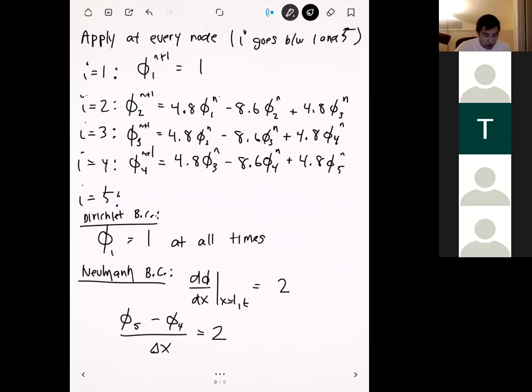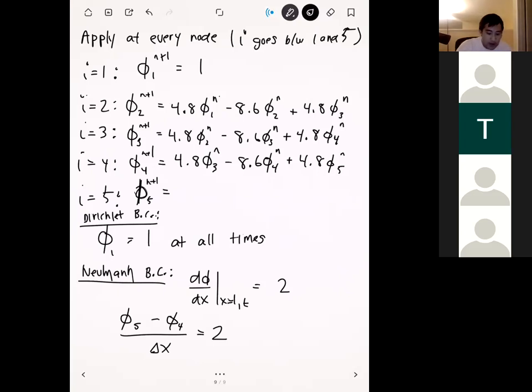And so at this point, we need to formulate this equation in order to get an expression for phi 5 n plus 1, right? Because that's ultimately what we want in this set of equations right here. So we want an equation for phi 5 n plus 1.